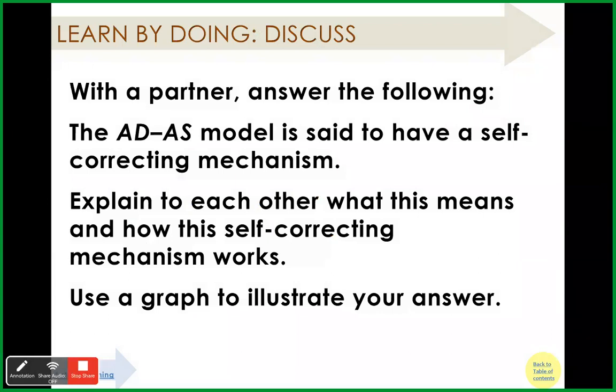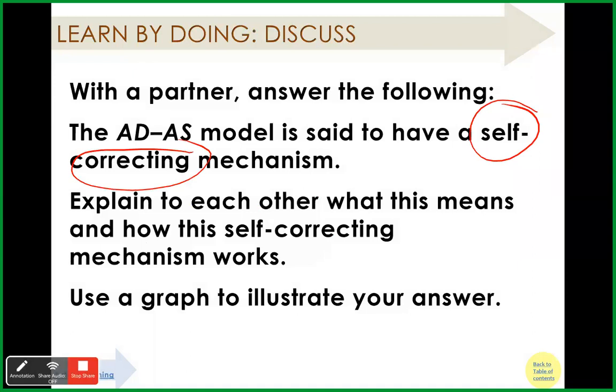Now I'm going to give you 2 minutes. I'm asking you to replay what we discussed. You can work with a partner, or just do it yourself, to answer the following. The AD and SRAS has a self-correcting mechanism. What does this mean?